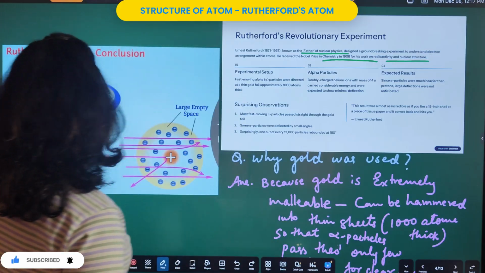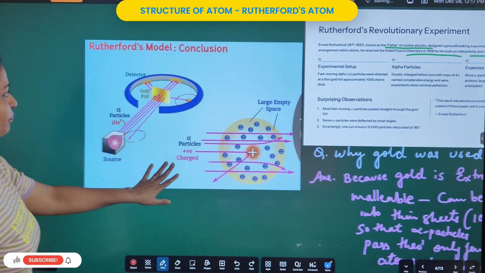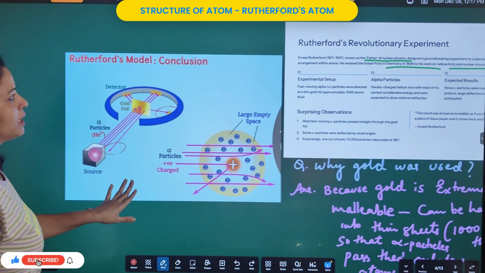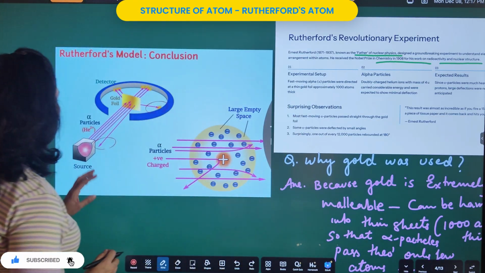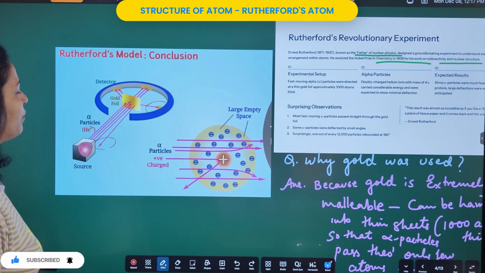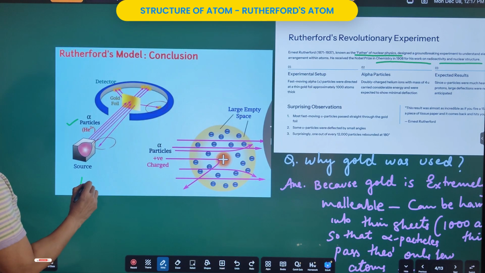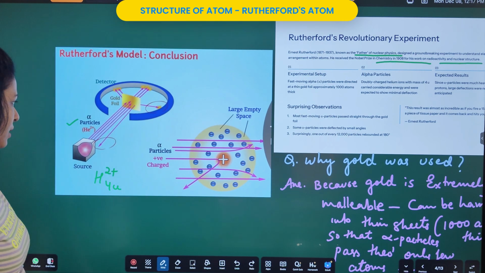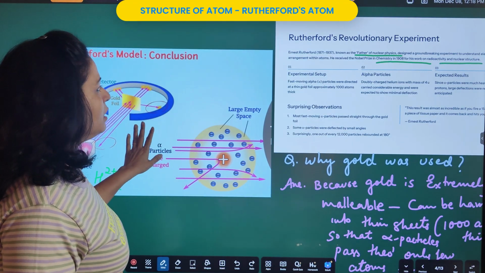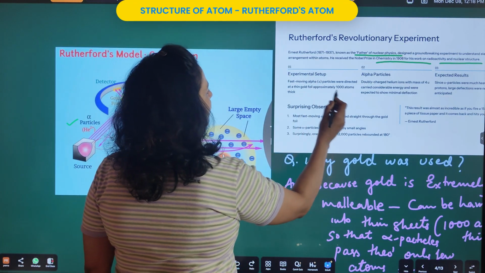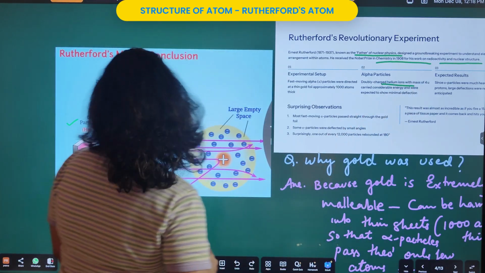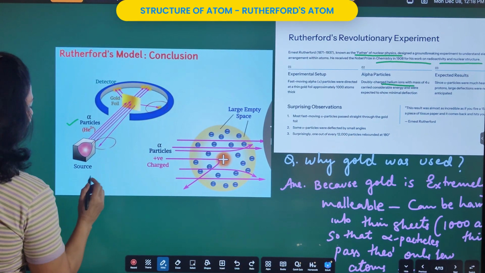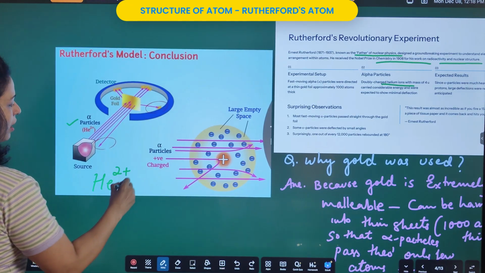This is the setup, if you can see here. What is the experimental setup? He used fast moving alpha particles. Now what are alpha particles? Alpha particles are doubly charged with 4 units of atomic mass. Sorry, they are doubly charged helium ions.